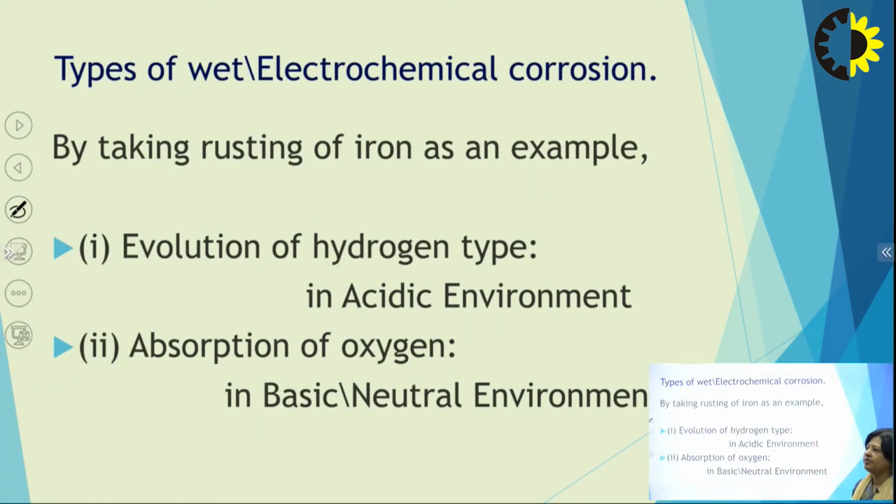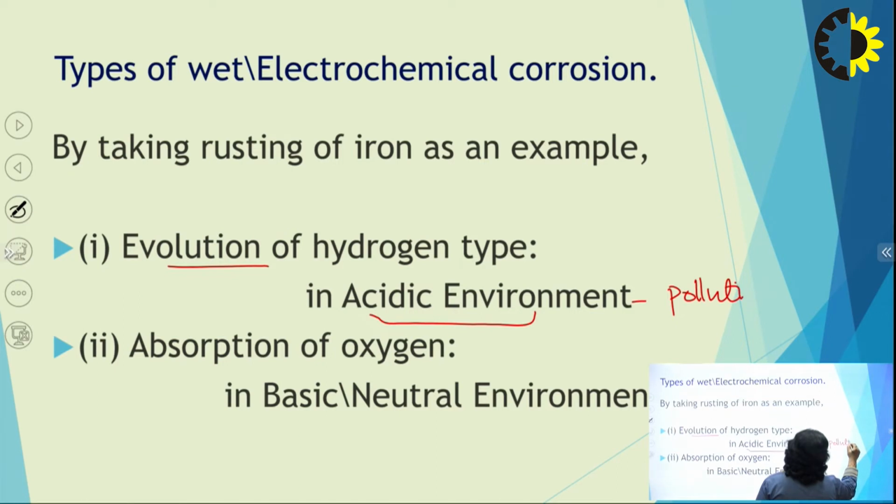So the two types of electrochemical corrosion are there. One is the evolution of hydrogen type, when an acidic environment is there. We can say this happens when pollution is present, for example near red lights, where there is more consumption of fuel and different gases form an acidic environment, and it will result in the acidic type of electrochemical corrosion.